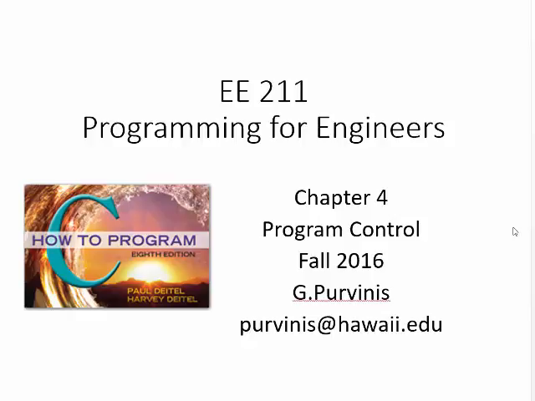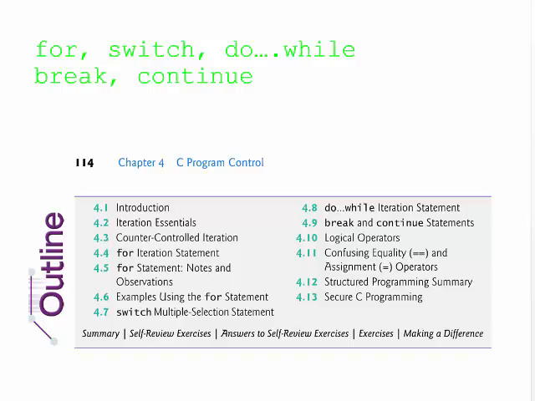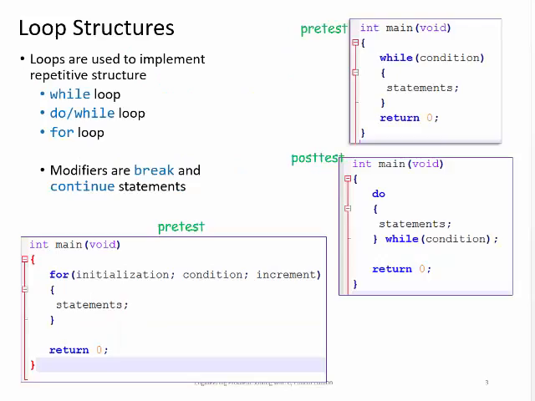This is a YouTube for EE211 Programming for Engineers. The chapter that this YouTube covers is Chapter 4, so more program control structures. In particular, in this chapter, Chapter 4 from your textbook, we are going to cover the for, switch, and do while control structures, and also the break and continue statements, which allow us to break up our iteration.